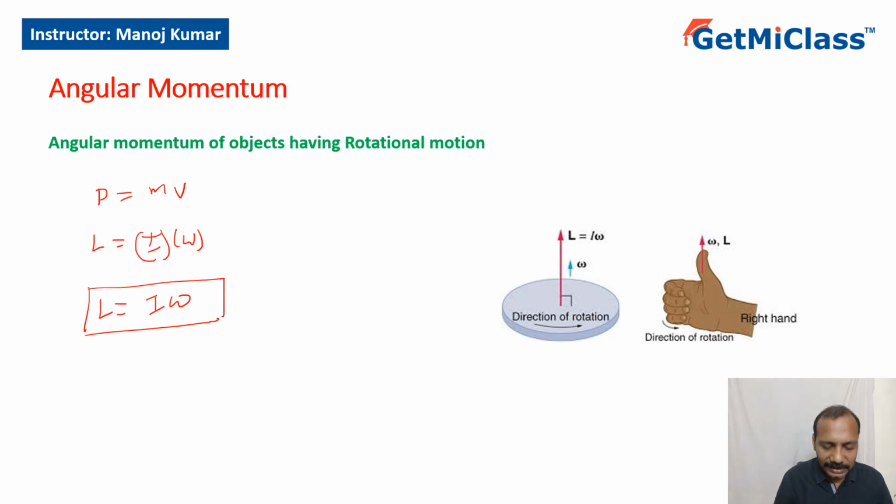Here you can see that the direction of rotation is like this. So we have curled our fingers in this direction, then the thumb shows the direction of angular velocity, and hence angular momentum. So angular momentum is an axial vector which is directed along the angular velocity, and it is given by I omega for a body which is under rotation.